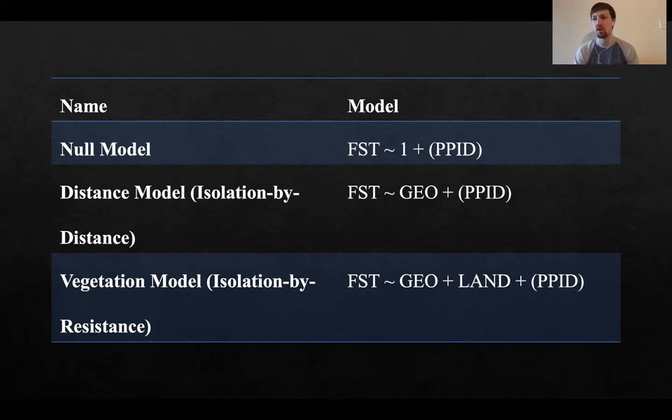This is a fixed effect term that represents the pairwise geographic distance between the ponds, and the vegetation model further adds another explanatory variable termed land. This fixed effect term represents the landscape categories, and as you can see, each of the models has FST as its response variable.